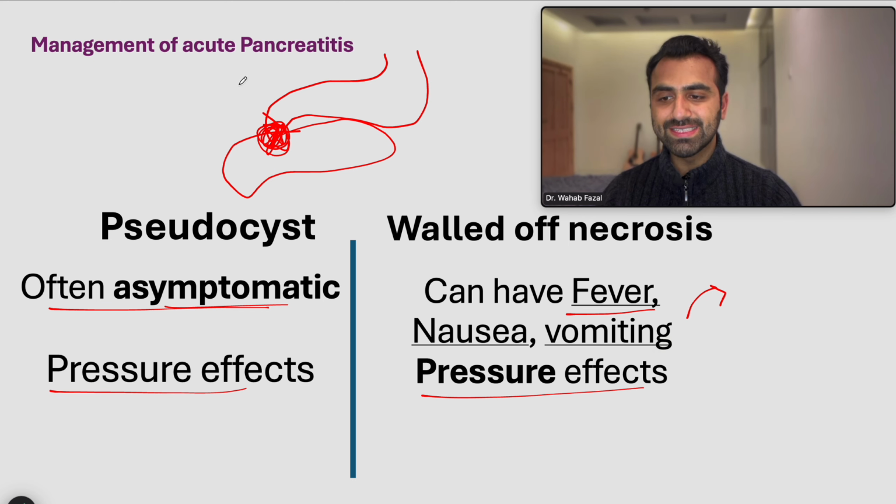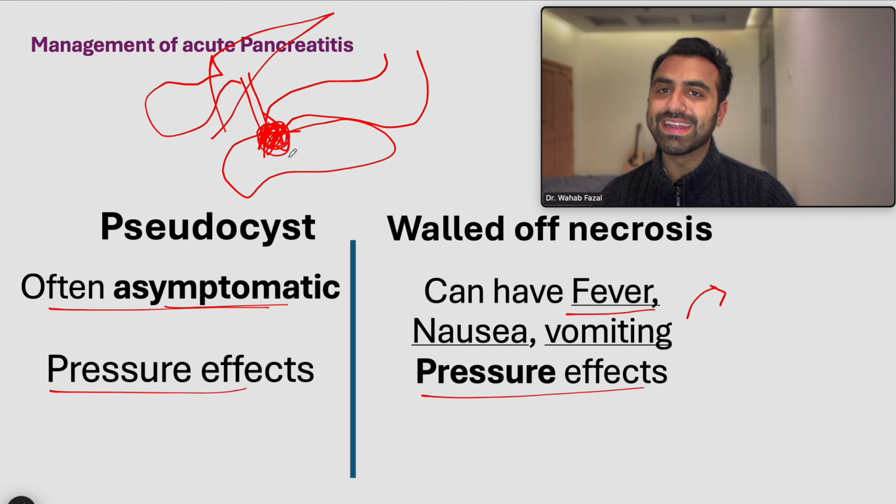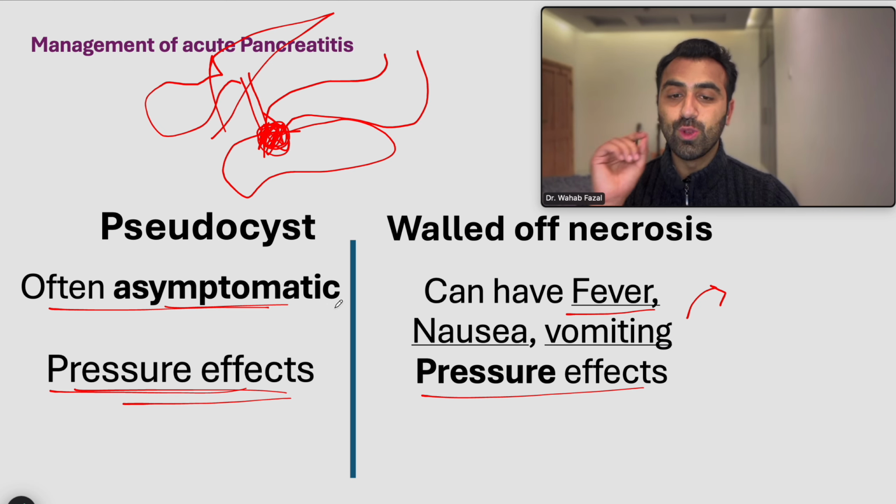For example, what else is in this place? You have the CBD that is coming down in this place, and therefore you might have an obstruction of the CBD itself. Therefore, you might start getting jaundice. So these are the pressure effects that are present due to its location in this place.